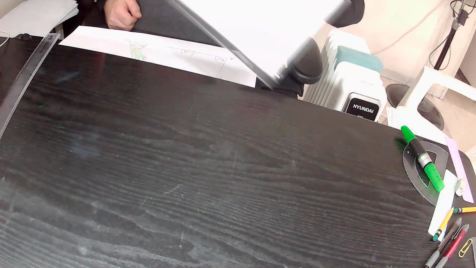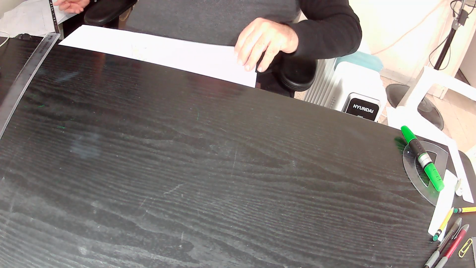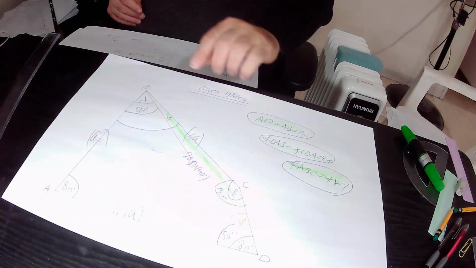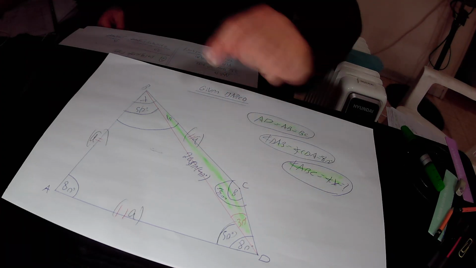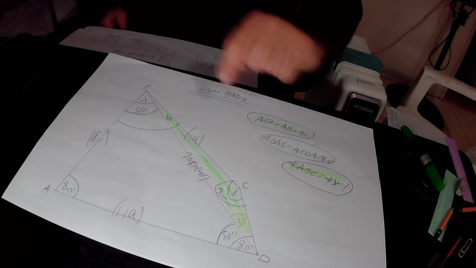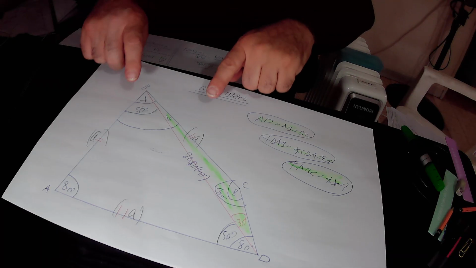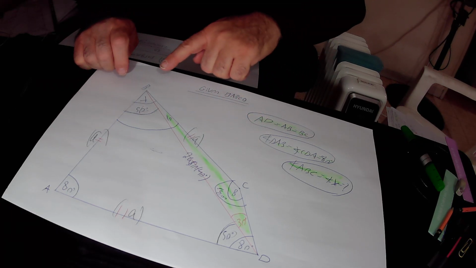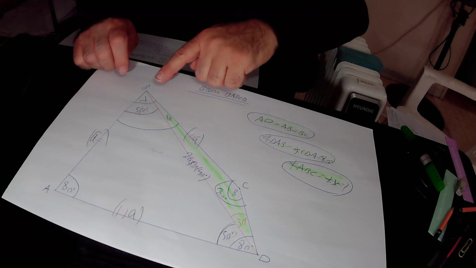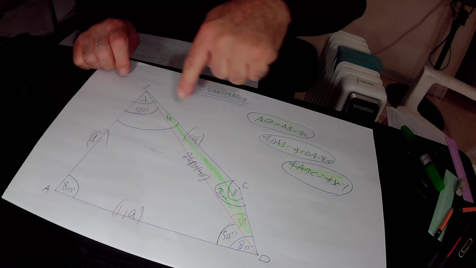So first of all, we join points B and D together by a straight line. By joining points B and D, we divided this quadrilateral ABCD into two parts, into two triangles. The first triangle is triangle BCD, and the second triangle is this triangle ABD.